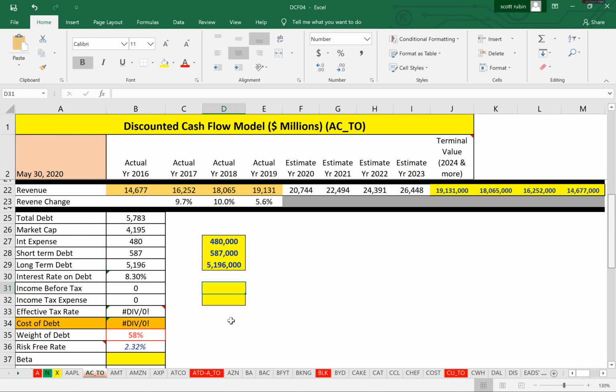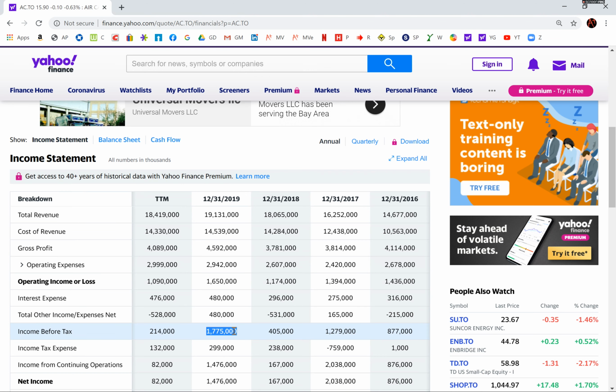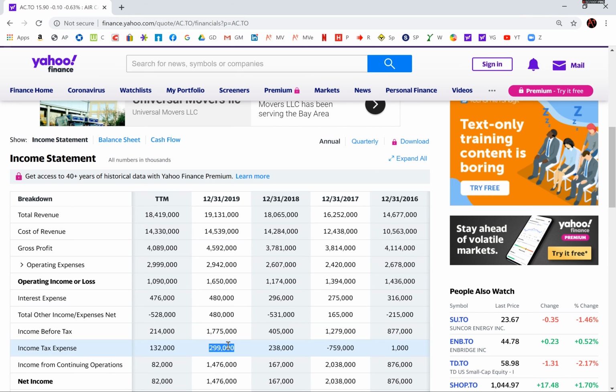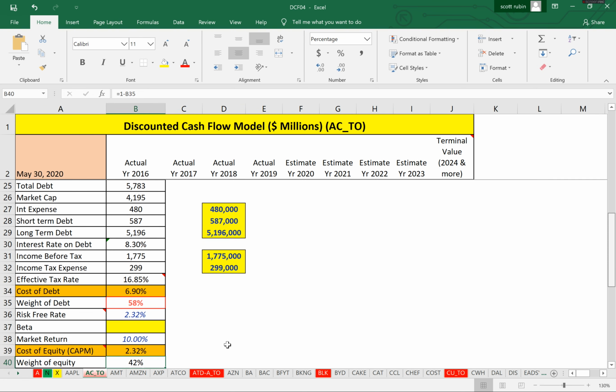So let's find out the effective tax rate, because interest is tax deductible. So what's the income before tax? And now the income tax of 300 million. So 17% of taxes. So the cost of debt is 7%. And they have more than half their capital structure is debt, which is not a good sign.